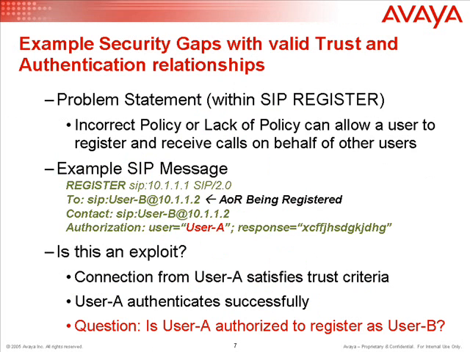Slide 7 is an example where we have a valid trust and authentication relationship with a user, and the user has authenticated as user A, and now they're trying to re-register as user B. And the question is, is this behavior allowed? This is an example where we need authorization policy in addition to trust and authentication policies.